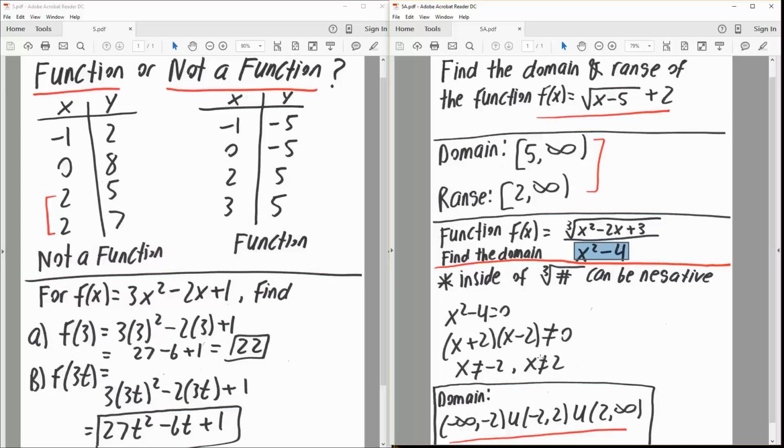And so our domain will therefore be from negative infinity, because we can have negative infinity, we just can't have negative 2. So negative infinity to negative 2, and this is saying not negative 2. So we're using regular parentheses. We use regular parentheses if it's not going to include that number. Then we use union because we're continuing, and it's going to go from negative 2 to 2, but not including those two numbers. And then we do union again because you can have a number greater than 2, so 2 to infinity. And so our final domain will be this. And that's all we need to do.